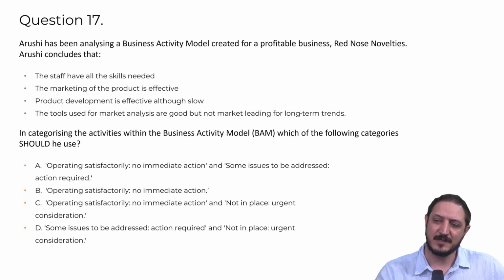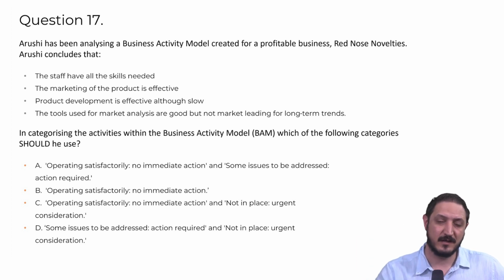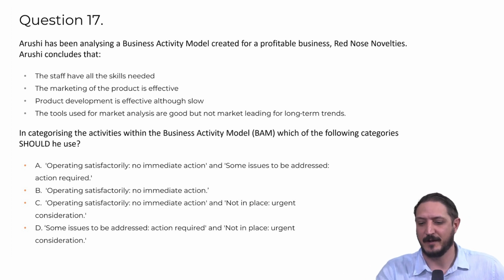But in the context of this particular question, we're using the other categorization. That's operating satisfactory: nothing really needs to be done about it. Some issues to be addressed: there is some action required. And the third one is not in place, urgent attention required.